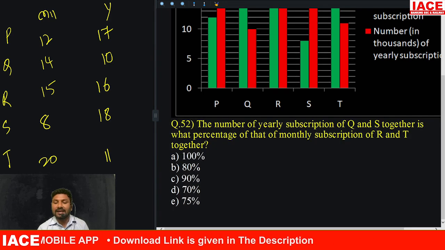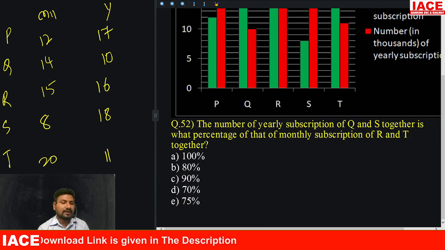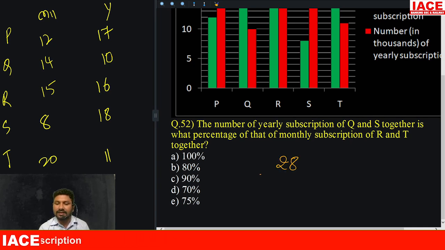The number of yearly subscriptions of Q and S together. Yearly subscription of Q and S value is 10 plus 18 is 28. Is what percentage of that of monthly subscription of R and T together?